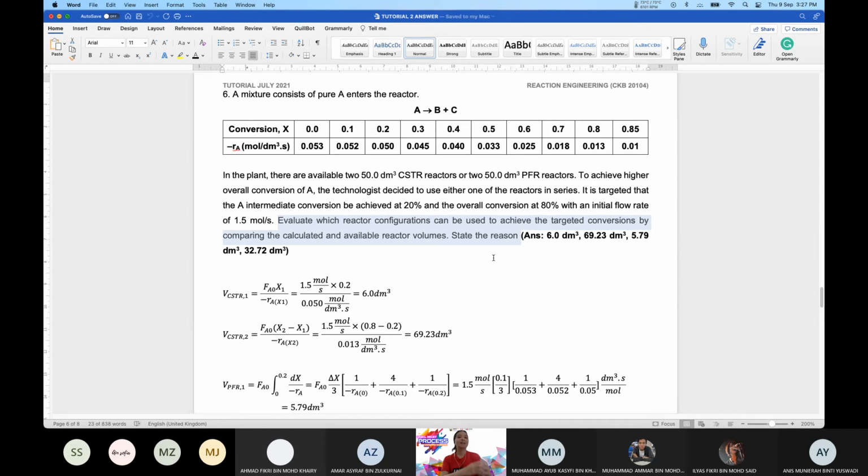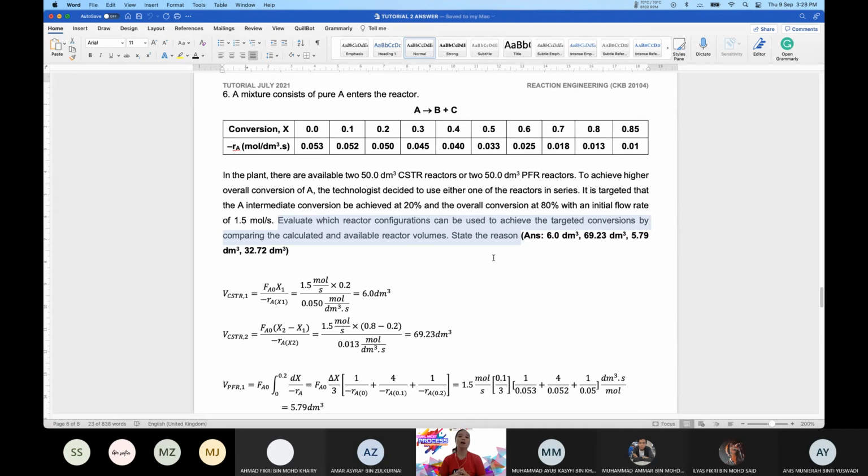Okay, or in other words, the available reactor volume must be equal or bigger than the calculated volume. So for example, say the reactor volume we have is 50. Let's say you calculate the volume you need is 40. So you can use it, because we have a 50 reactor and we only need 40, we can use.